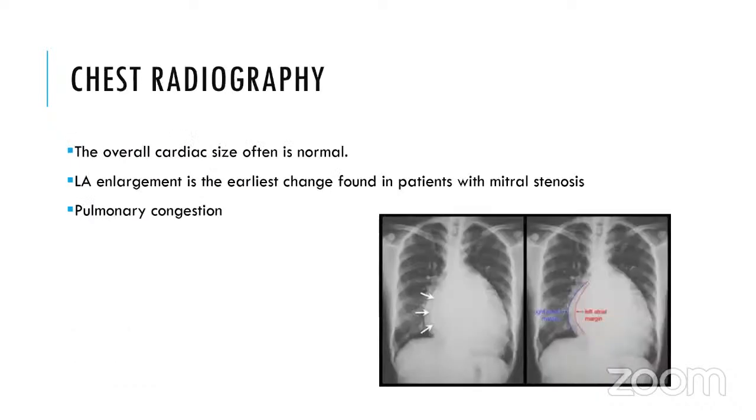In regards to chest radiography, usually the heart size is normal. However, you may notice some left atrial enlargement, which, as you can see here, is this sign of double silhouetting of the cardiac shadow. The red dotted border here is the left atrial margin, and the blue is the right atrial margin. This is abnormal. If you have a double silhouette, that means there is left atrial enlargement.